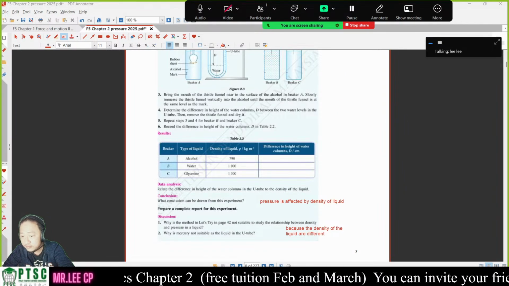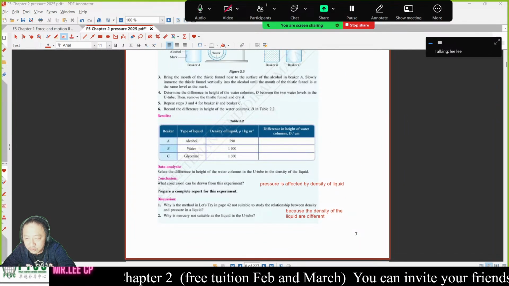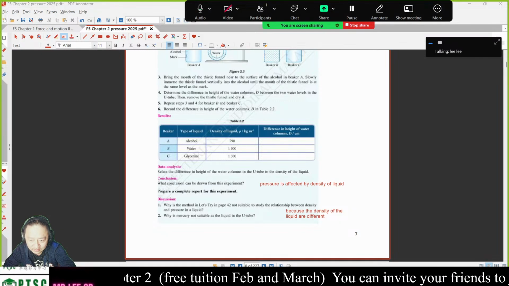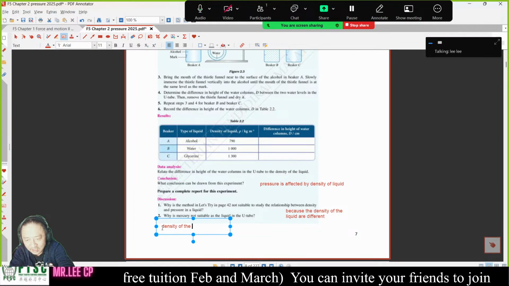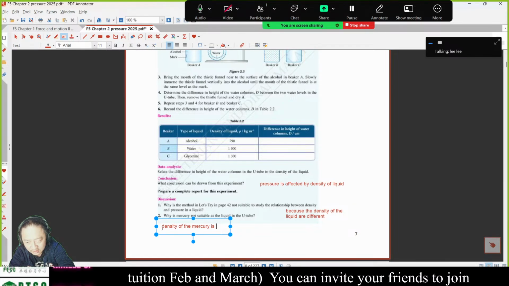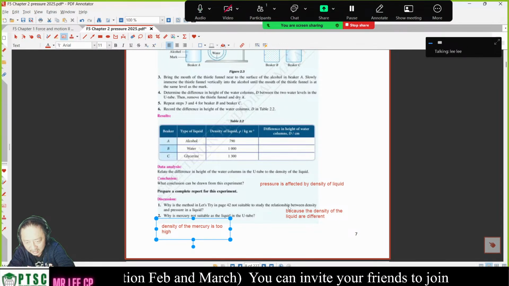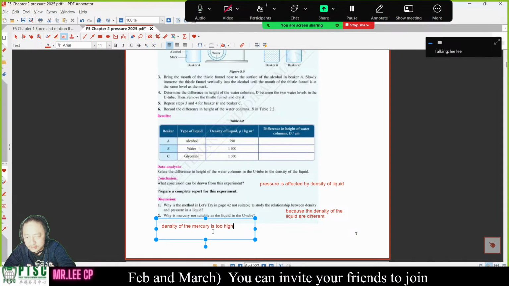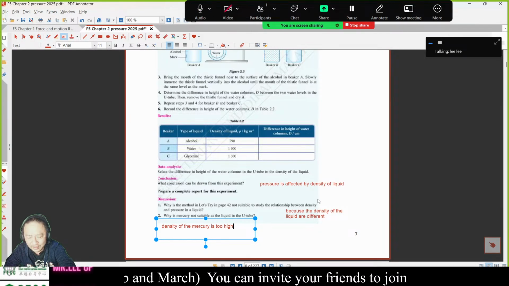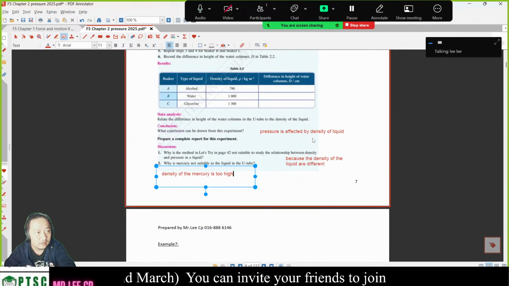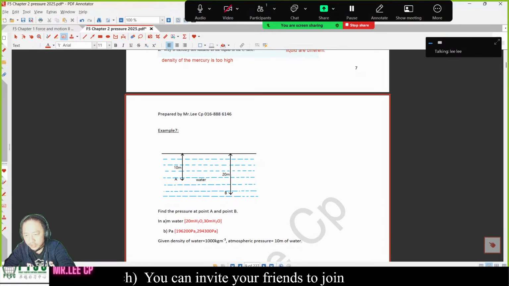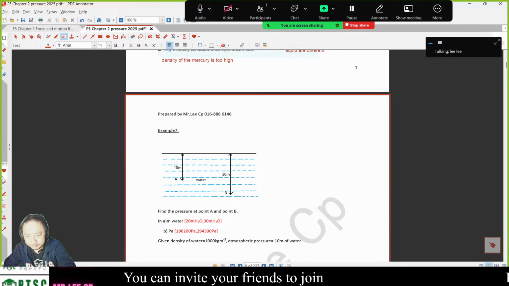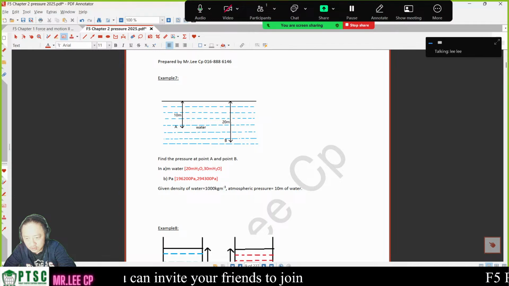Why is mercury not suitable as the liquid in the U-tube manometer? The density of the mercury is too high, right? Very, very high. This one we are going to learn very soon. Not now, soon. Okay, so let me finish this one.